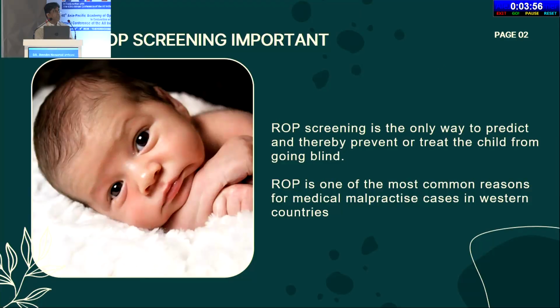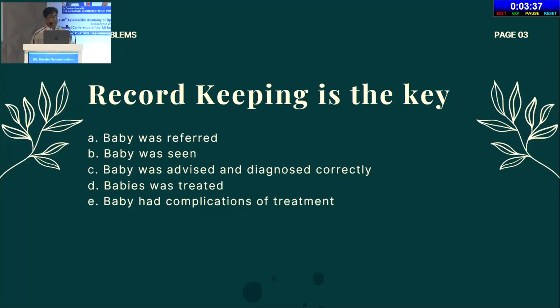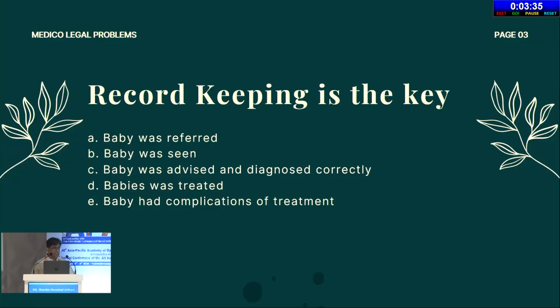One is to predict whether there is a disease and whether we can prevent it and whether it needs a treatment or not. And the second part is the medical legal aspect of it. We all know that most of the cases nowadays in Western countries are for ROP not detected properly. So I think record keeping is one of the most important parts of the entire process.